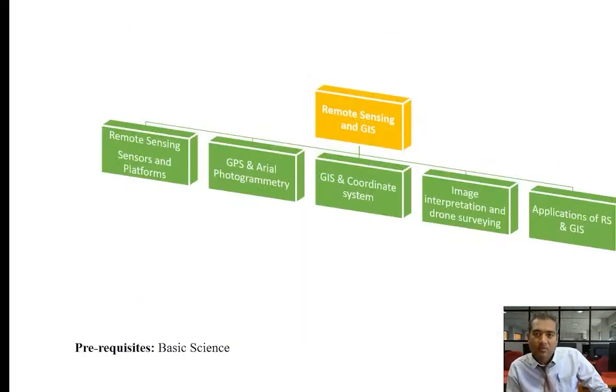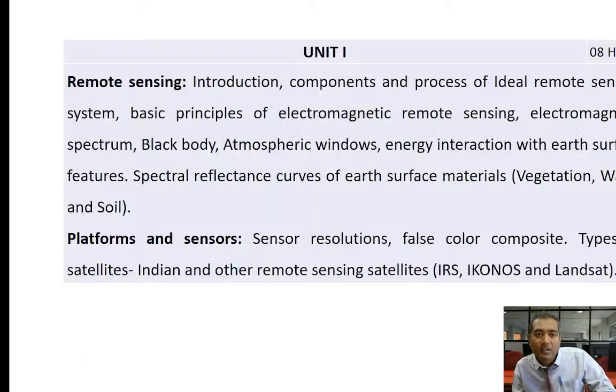Coming to the syllabus, the Remote Sensing and GIS subject is divided into five units. The first unit deals with remote sensing, sensors, and platforms. The second unit deals with the global positioning system and aerial photogrammetry. The third unit deals with GIS and coordinate systems, and the fourth unit deals with image interpretation and drone survey. In the fifth unit you will learn about the applications of remote sensing and GIS in the industry. These are some of the contents.